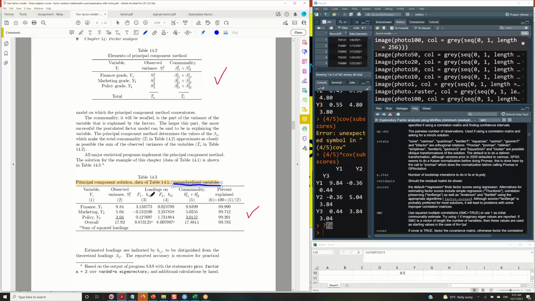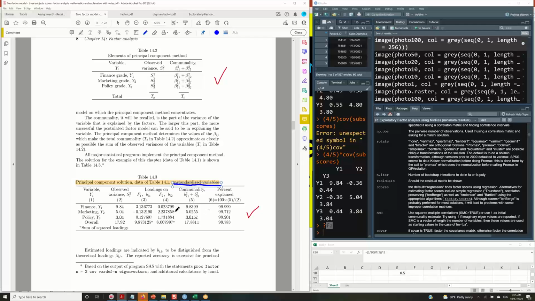Now we have beta B11, B12, B21, B22, B31, B32. We got all those things. Now I square them and I get the communality. That tells you that the actual variance in this variable is 9.84. I got this communality with 2 factors, very close to 9.84. Basically, if you round it up, it's the same. It is the same, exactly.